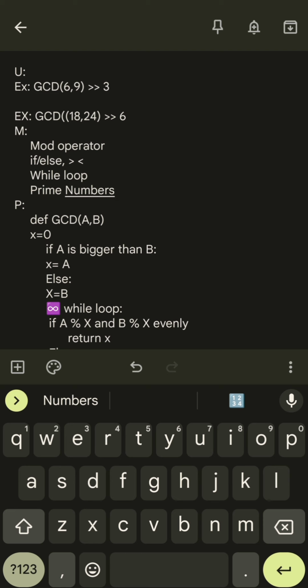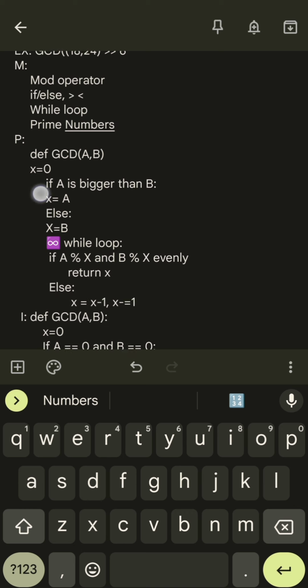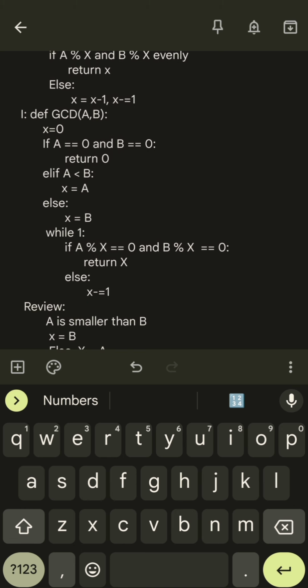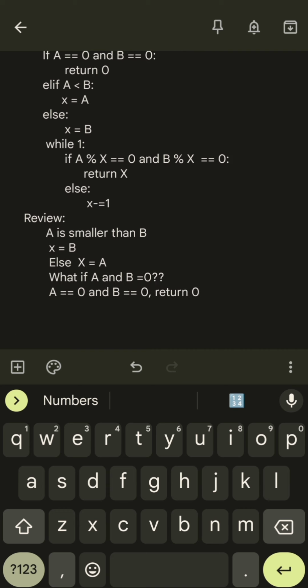That would be my review portion of it. It's just to go ahead and fix that. The condition of what if both numbers equal zero? Well, return zero. And what would probably make this faster is we would just make it smaller. We take the smallest number and start from there, and then remove. So that's pretty much it.